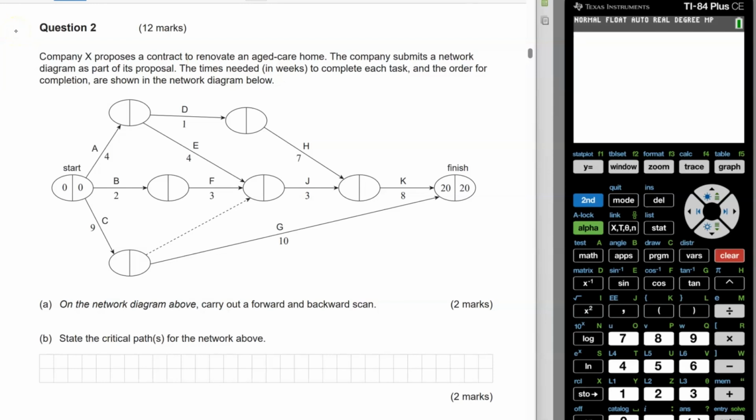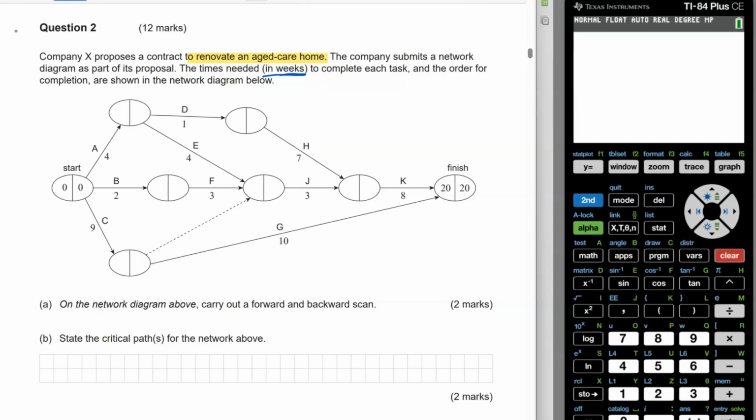So we're going to have a go at question 2 now. We've got a precedence network, and in this precedence network we're showing how we're going to renovate an aged care home, just keeping in mind that all our units are in weeks to do our tasks. So we start off by doing a forward and backward scan.